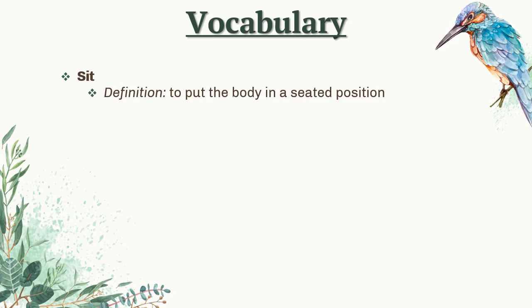Sit, just like lie is to rest or recline, sit is to put the body in a seated position. So this is referring to yourself sitting down. You put your body down into a seated position. For example, please sit in a chair or lie on the floor. So it's that whole idea of reclining, but for sitting, you're up. Your back is up straight.